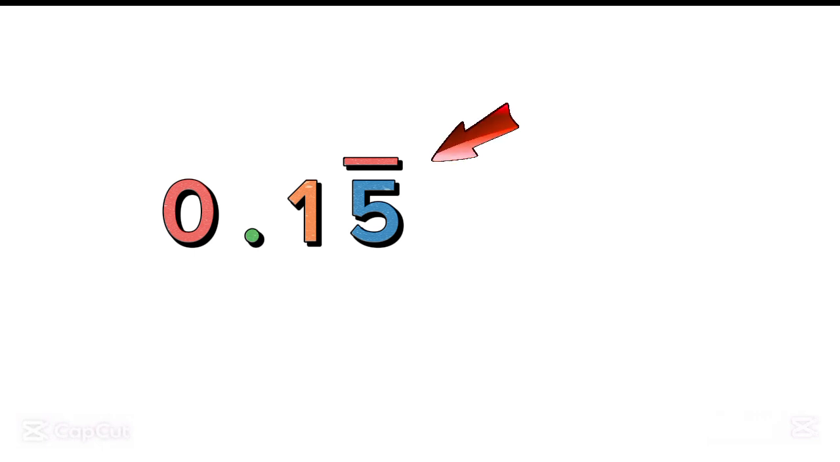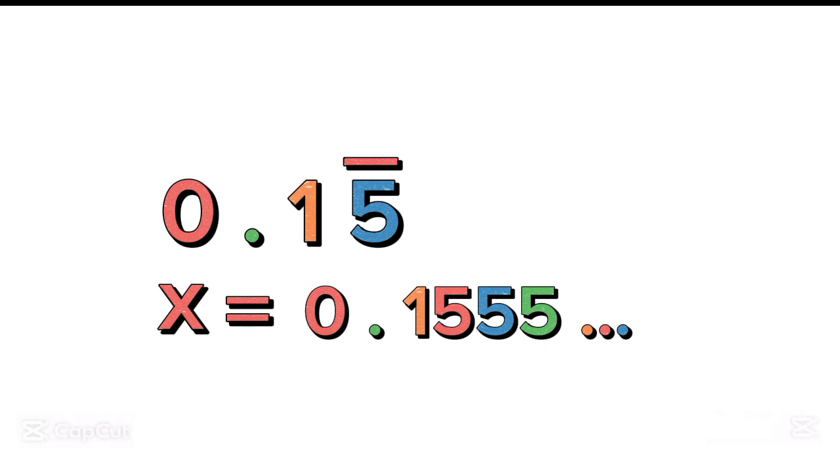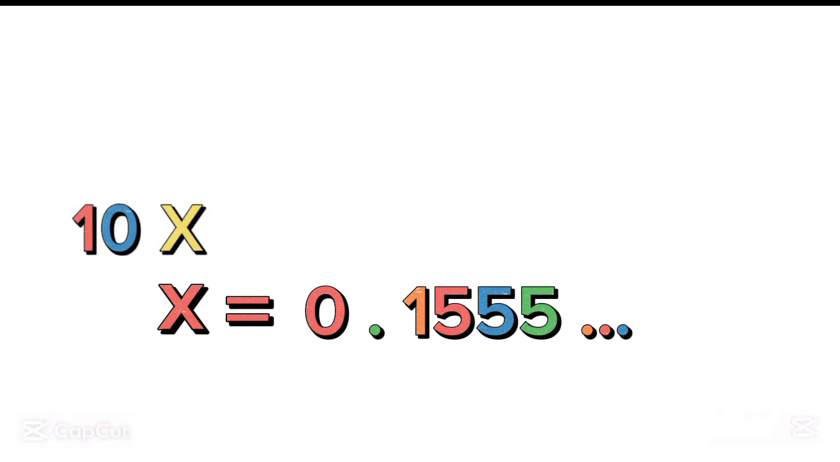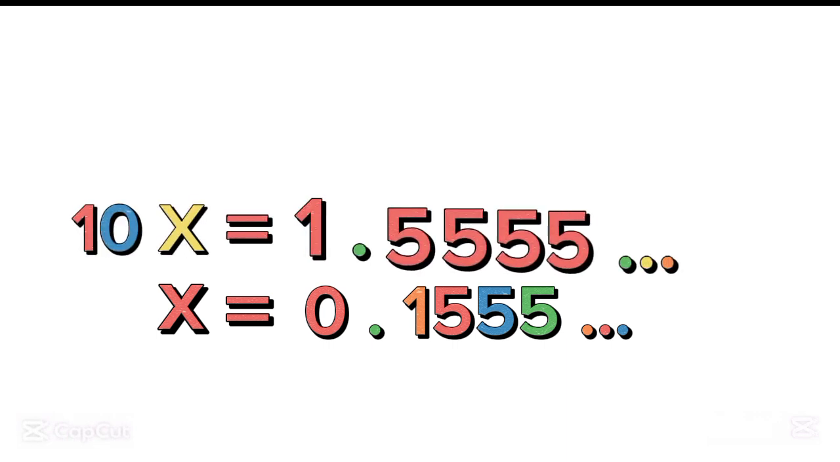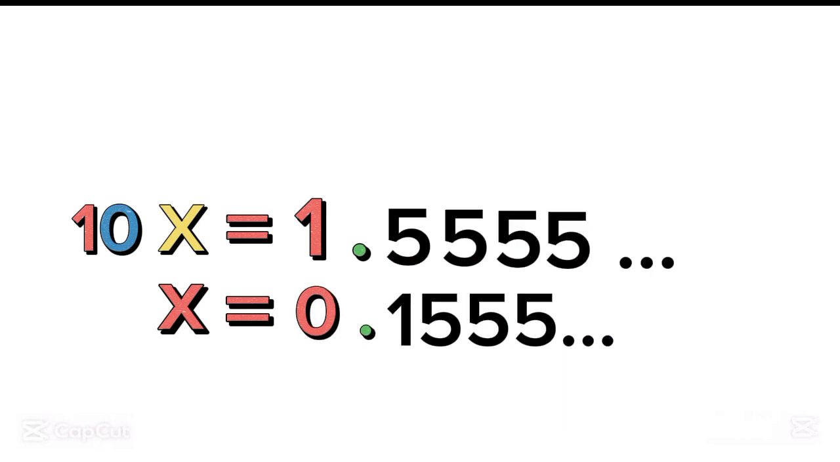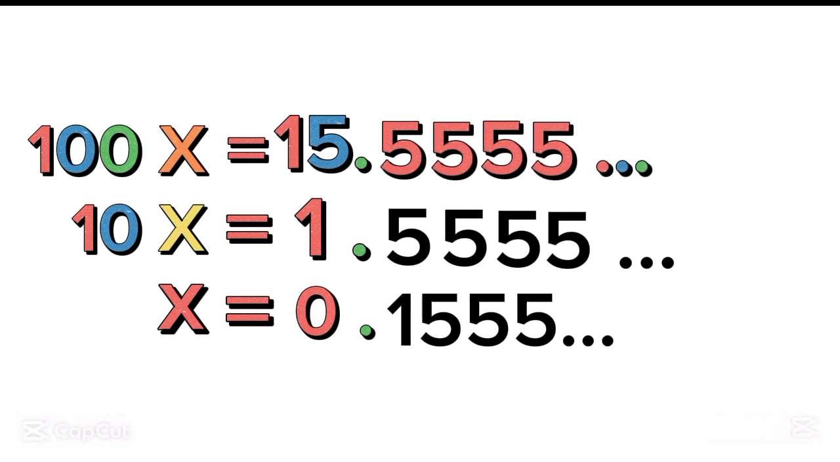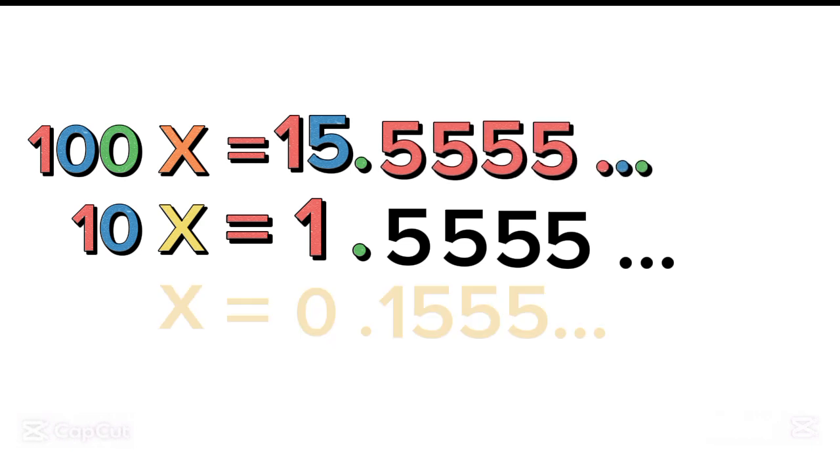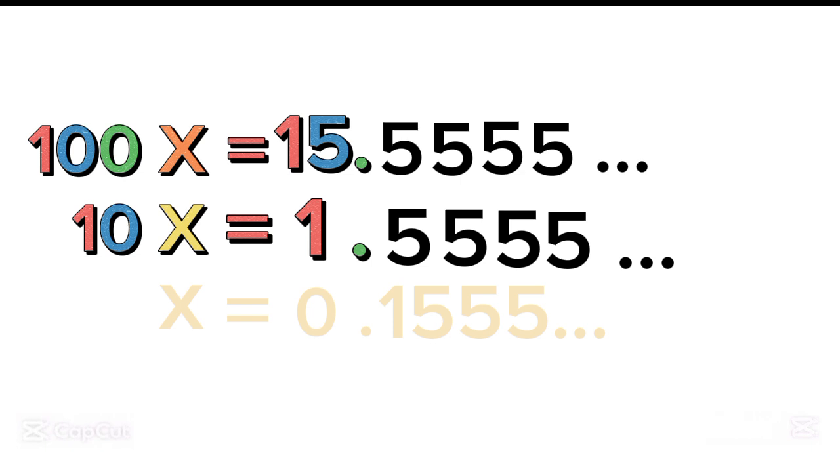What if only part of the decimal repeats? Let's try 0.15 recurring, where only the 5 repeats, not the 1. Start with x equals 0.15555, then multiply by 10. 10x equals 1.5555. Still not lined up. That pesky 1 is throwing everything off. No worries, though, we multiply by 10 again. 100x equals 15.5555. Ah, finally. The repeating part matches.